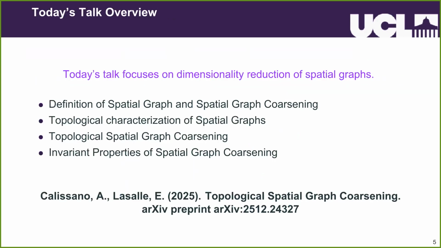So what I'll do today, I'll start by defining spatial graph and spatial graph coarsening. Then I'll describe how you can characterize the topology of a spatial graph. This has been done a little bit in the literature. And then I'll put the two things together and define a topological spatial graph coarsening procedure. And then I'll study a bit the properties of the spatial coarsening because we want the method to be invariant under certain group actions that make sense for this object. And this is joint work with Etienne Lassalle, who is, let's say, the topological data analysis expert in this work, and is on ARC.